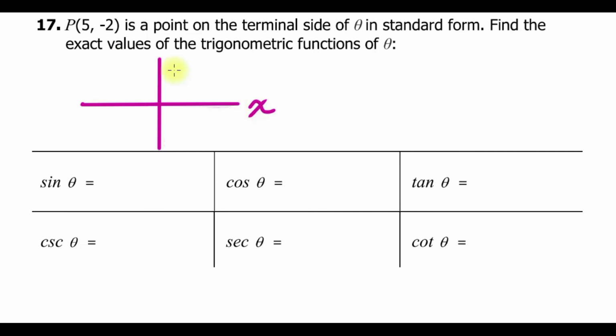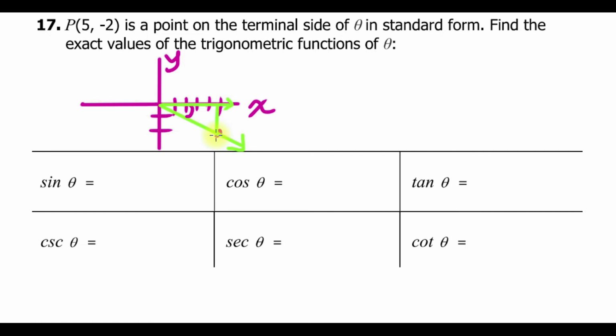Okay, so here's your x-axis, here's your y-axis. So (5, -2), that means 5 to the right, 1, 2, 3, 4, 5, and then 2 down. So (5, -2) is right here. So that's point P. Okay, so that point is on the terminal side. Here is the terminal side. Okay, so this is the angle that we're going to be working with, the reference angle.